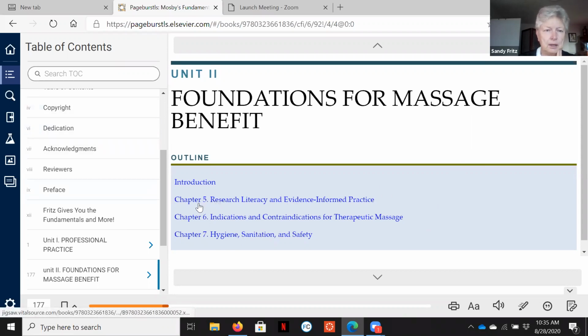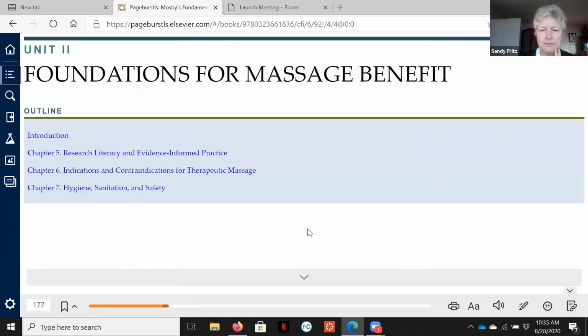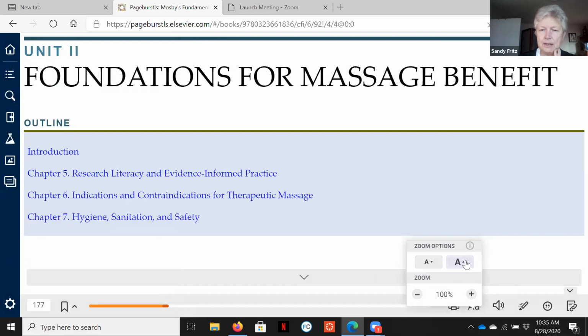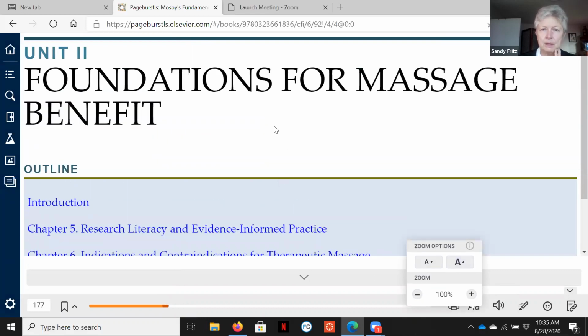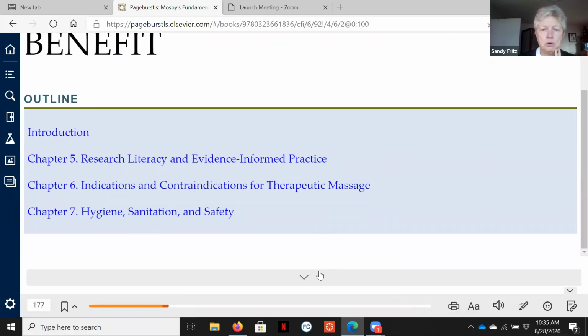So let's begin. I'm going to open this up for the full screen. A reminder again that you have your read to feature here. I'm going to make the font bigger so that I can see it.